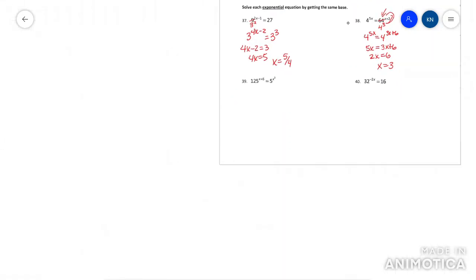All right, 39. You can change them to be base 5s. So this guy's like 5 cubed. Power to a power, distribute it. 5 to 3x plus 18 equals 5 to the x squared. So now you'll do 3x plus 18 equals x squared. Go towards the x squared, so you're going to minus 3x minus 18. So you end up with x squared minus 3x minus 18 equal to 0. You factor it. Set each of those equal to 0 to get your answers.